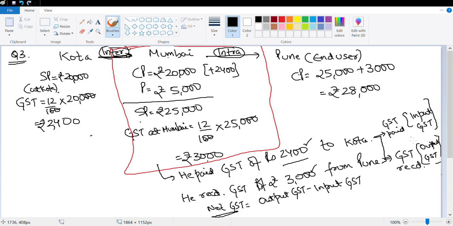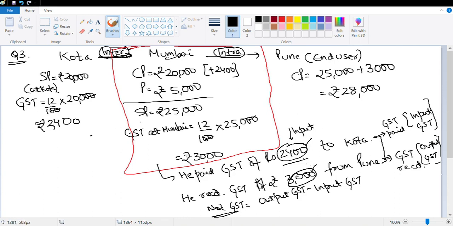I repeat, output GST is the GST that a person selling receives from the buyer, and input GST is the GST paid by the buyer to the person who was selling it to him. This is the input GST for Mumbai. This is the output GST for Mumbai, right? This is input GST. Let's look at it. I'm looking only from the person at Mumbai.